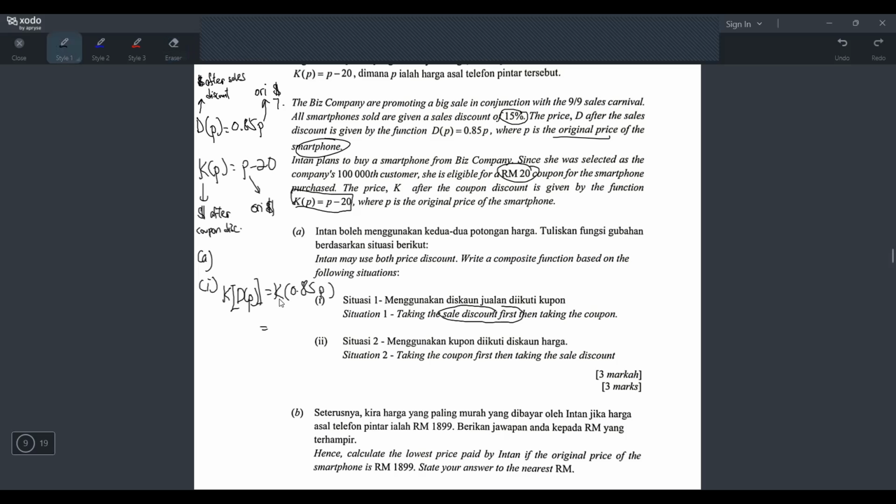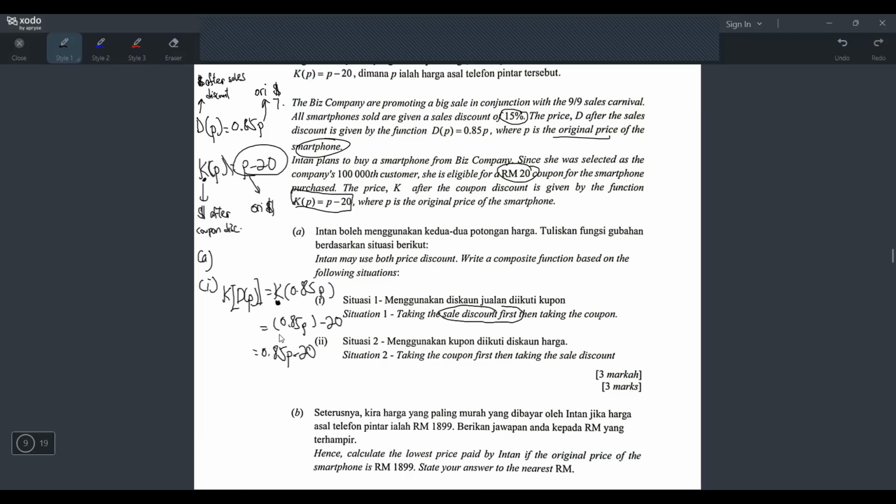Okay, now we already write this. Now we look outside. So what is the outside function? K. Can you see this is also K? So if this is K, it means they are both the same function. It means you can write down the P minus 20. But when you write, you have to be careful because you cannot write P. You have to write 0.85P because the bracket P has now changed to bracket 0.85P. So the P at the back here also changed to this. So this is your answer, 0.85P minus 20.